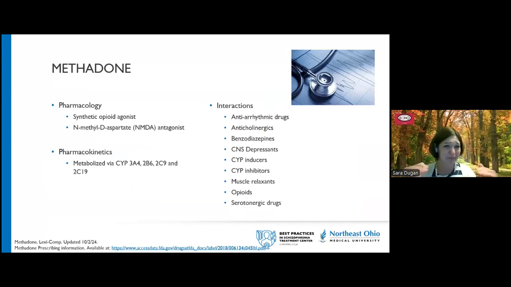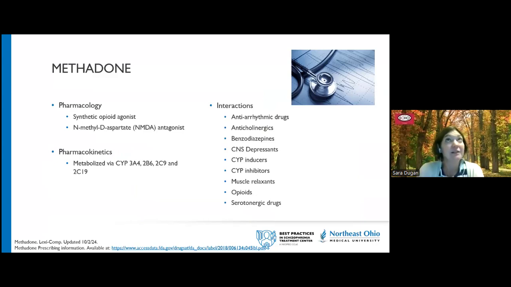We're going to see some repeats here with methadone, and then we're going to see a couple new classes that pop up. So methadone also being an opioid agonist, it also works on the glutamate receptor. So it's an N-methyl D-aspartate antagonist, so the NMDA antagonist. And it also is metabolized by a number of cytochrome P450 enzymes. 3A4 pops up again, but also 2B6, 2C9, and 2C19.